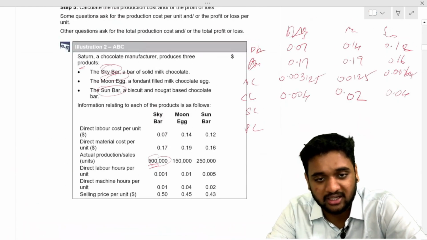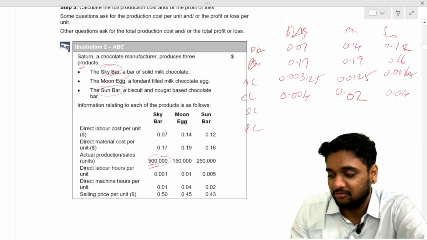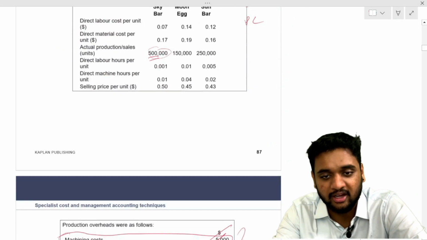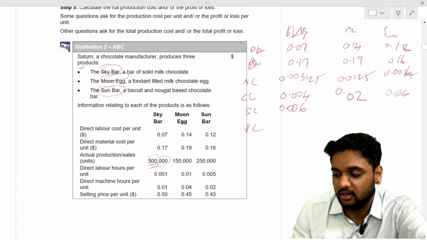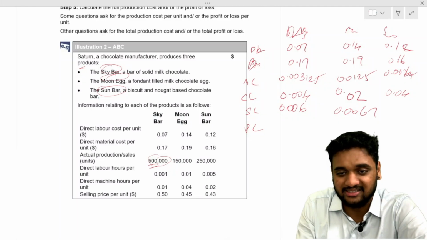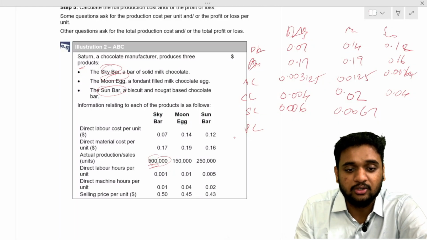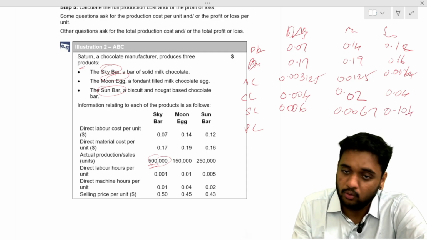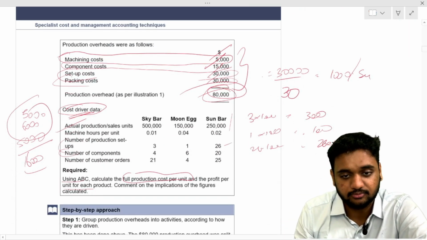3,000 divided by the number of units, 5 lakhs, will be 0.006. For moon egg it will be 1,000 divided by 20,000. How much will you get? 0.0067. For sun bar, 26,000 divided by 2,50,000, 0.10. Super. Now we'll go to packing cost.